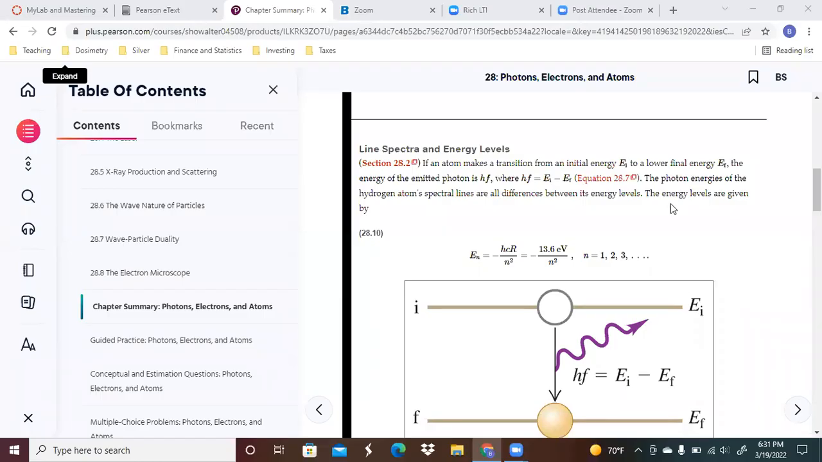Going to be the lecture over this section. We're going to be looking at line spectra and energy levels.